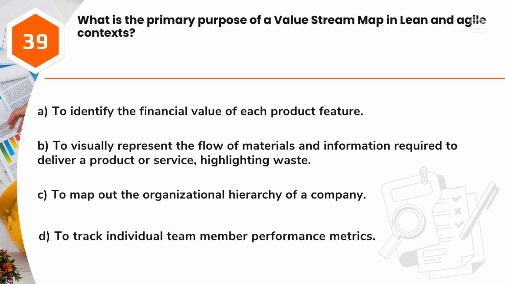Question 39. What is the primary purpose of a value stream map in lean and agile contexts? A. To identify the financial value of each product feature. B. To visually represent the flow of materials and information required to deliver a product or service, highlighting waste. C. To map out the organizational hierarchy of a company. D. To track individual team member performance metrics.